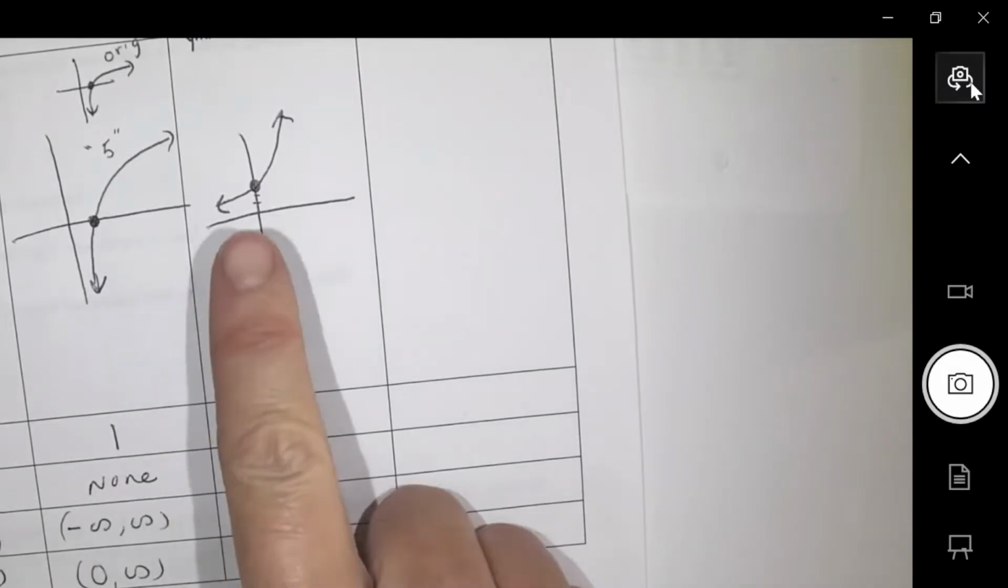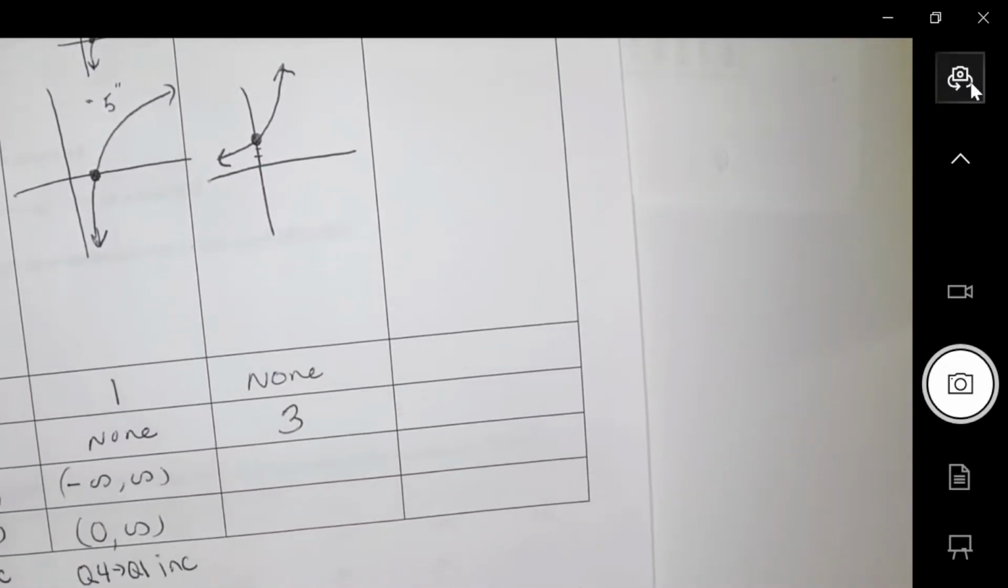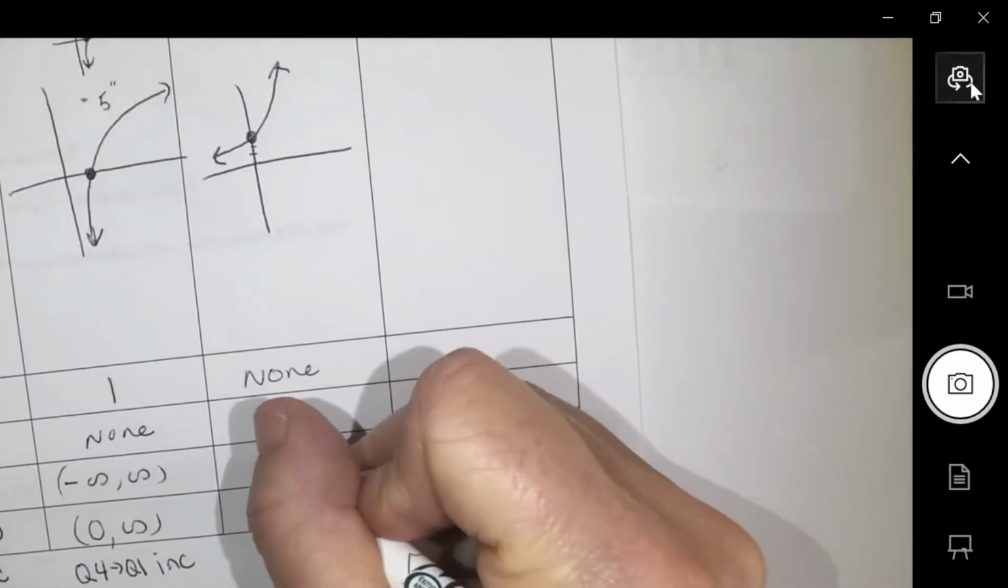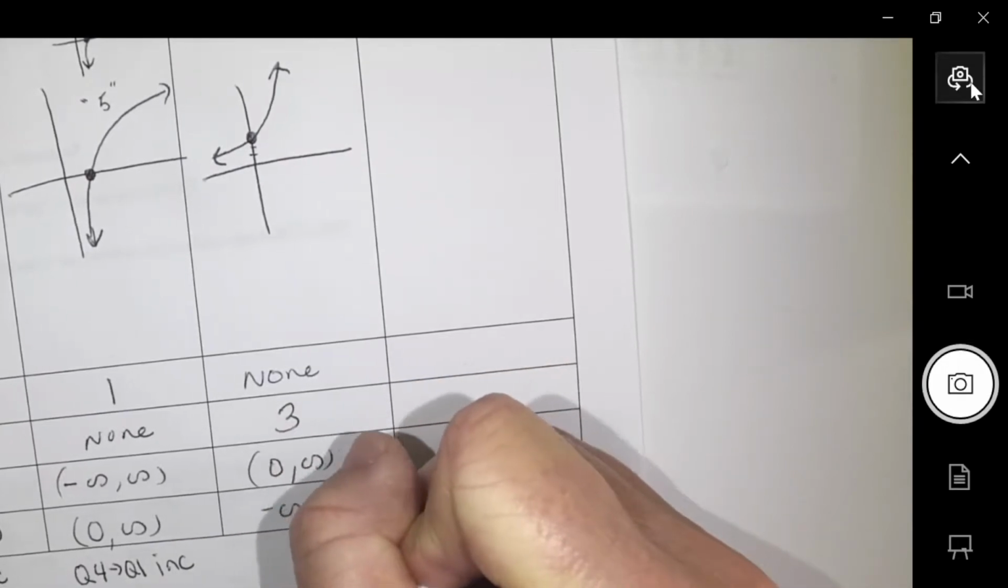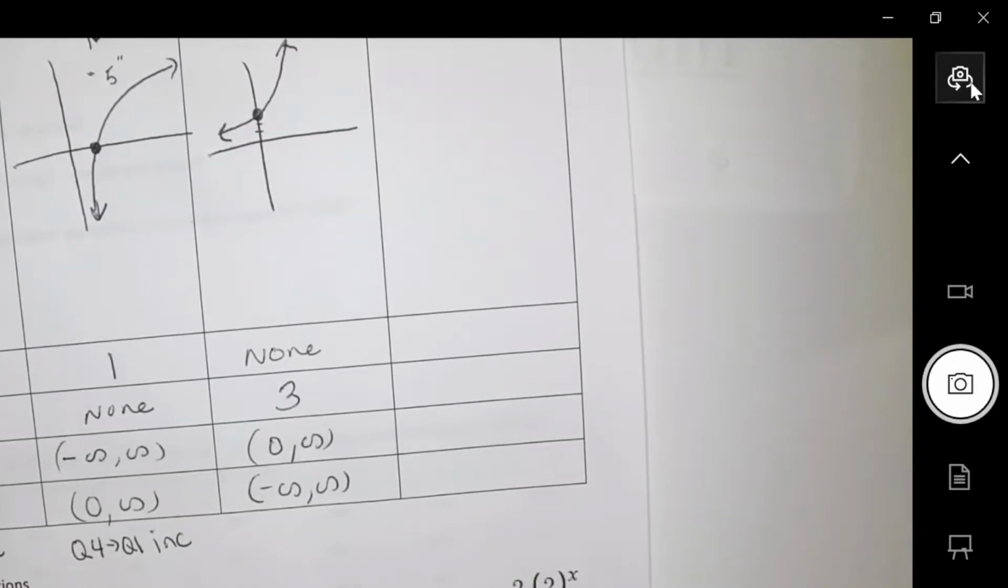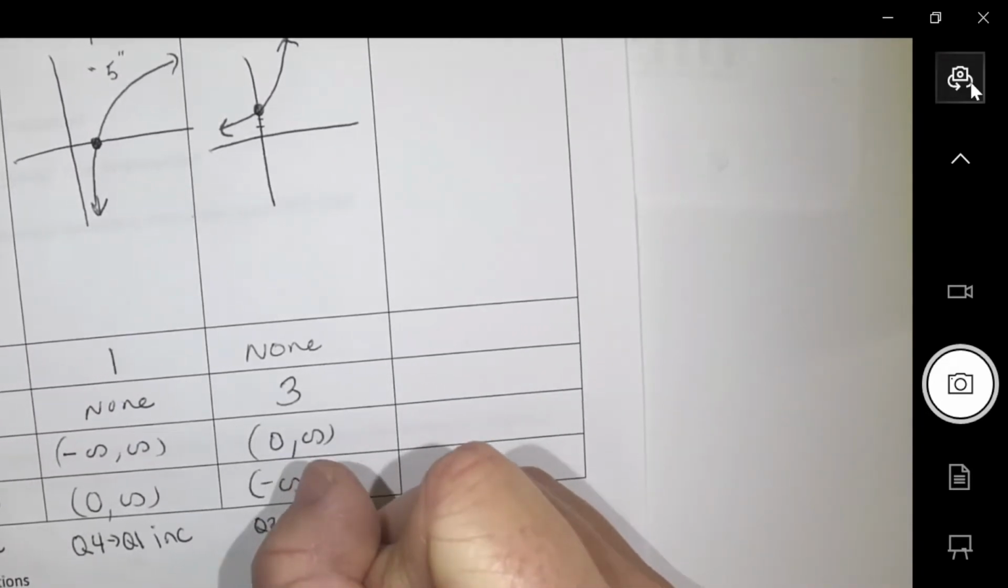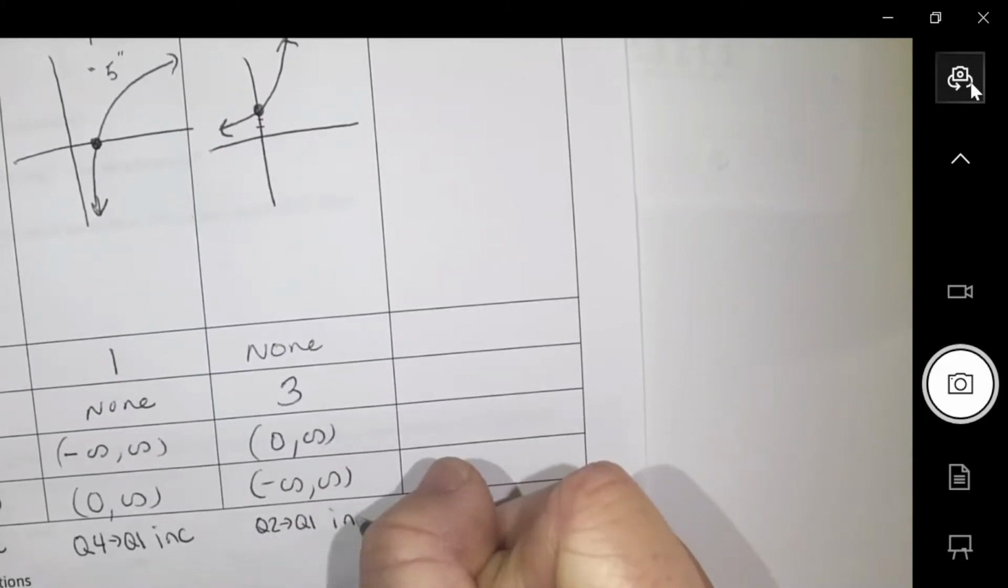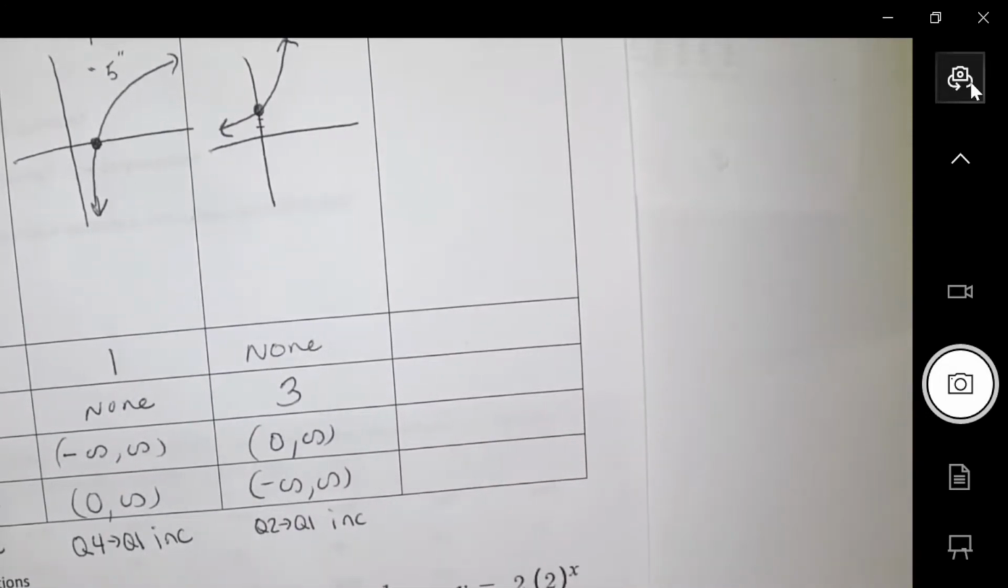The y-intercept we said was 3. The range and domain should be the exact same as the first exponential, right? Because it's also an exponential. And then the end behavior, similar to the first pattern, we are in quadrant 2 to quadrant 1, but instead of decreasing, now we're increasing. So we're going from 2 into the 1 as we increase.